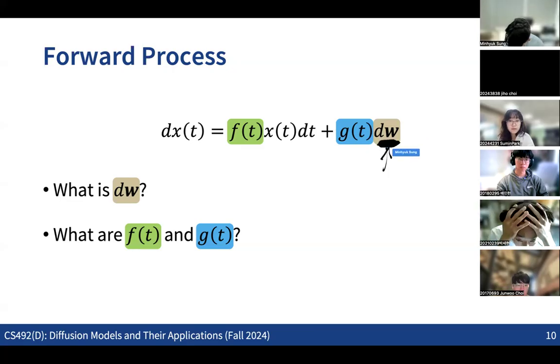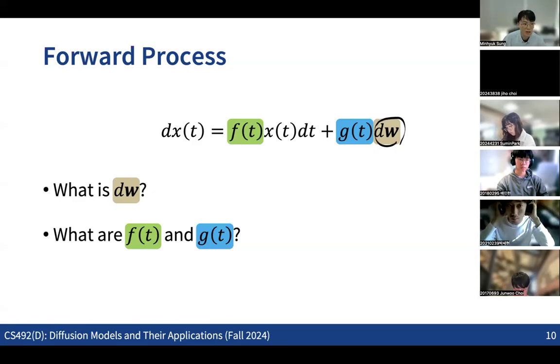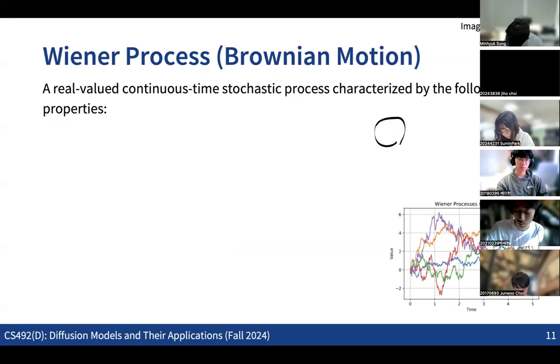This is adding some stochasticity in the equation. Without this term, the whole equation becomes a typical ordinary differential equation that we can easily solve. But because of this term, we are adding stochasticity into the equation. This term is called the Wiener process, also called Brownian motion, which is a real-valued continuous-time stochastic process having the following properties.